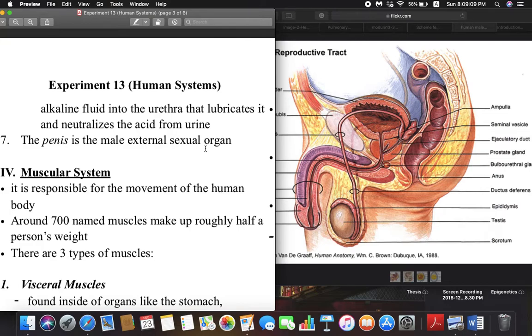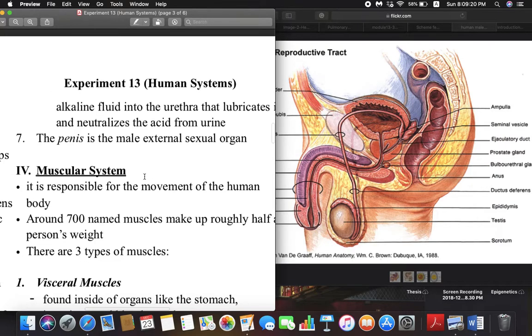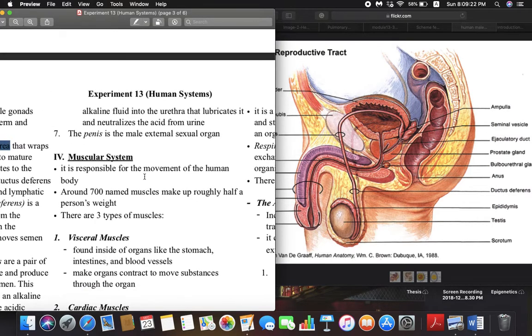Acidic pH is damaging to the sperm, and urine is acidic, so it has to be neutralized before the semen can pass through. Finally, we have the penis, which is the male external organ.